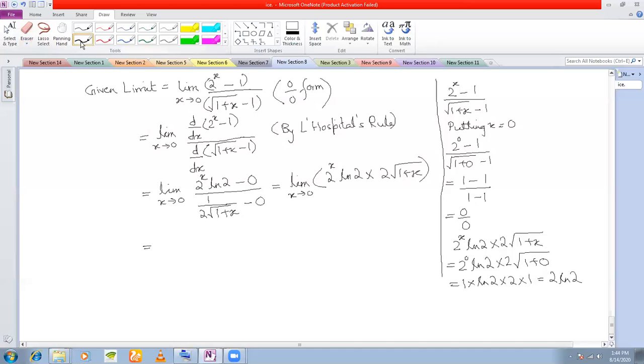We don't write the limit when putting the values. 2 to the power of 0 ln 2 into 2 root 1 plus 0. So we get 1 into ln 2 into 2, which is 2 ln 2, which can also be written as ln 2 square, which is ln 4. You can either write 2 ln 2 or you can write ln 4.